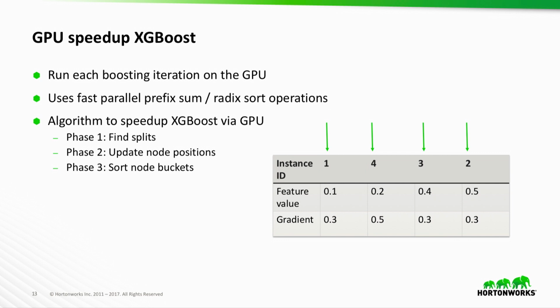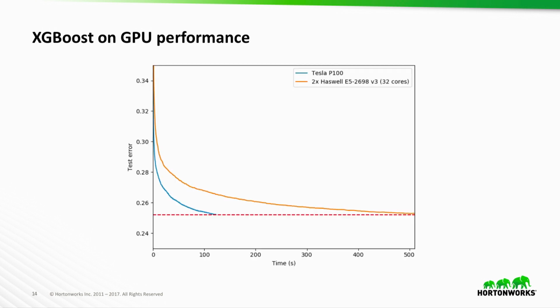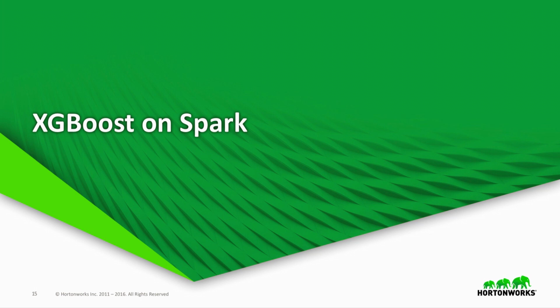So we use prefix sum or radix sort operation to get the best split values. And based on some experiment results, we found that XGBoost on GPU performance is much better than XGBoost on CPU. I think that everybody knows this. Yeah, and next piece, we want to introduce XGBoost on Spark.